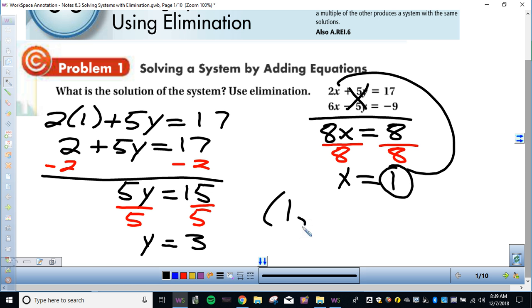So as an ordered pair. So if we were to graph those two, right? If we were to graph these and solve them both for y, get them in slope-intercept form, there would be 2 lines, so it would cross at 1, 3. 1 for x, 3 for y. Okay?